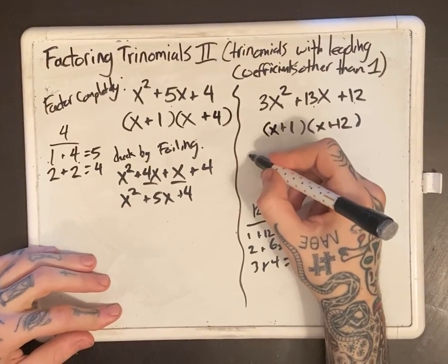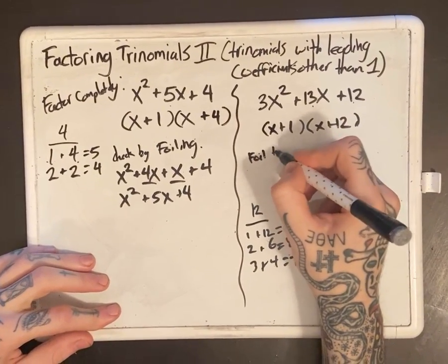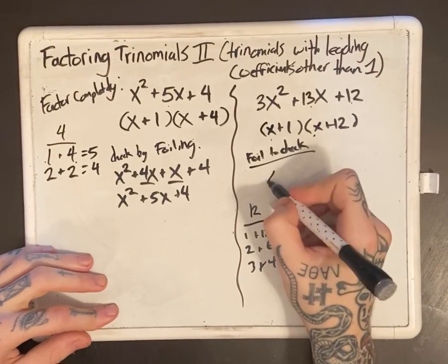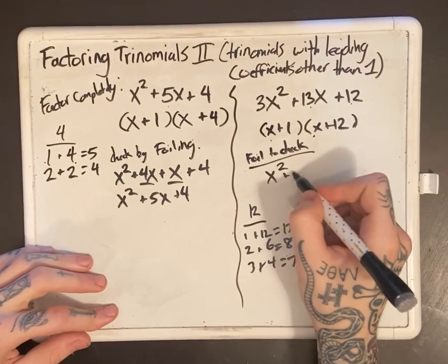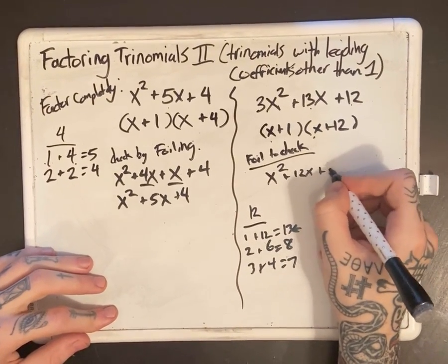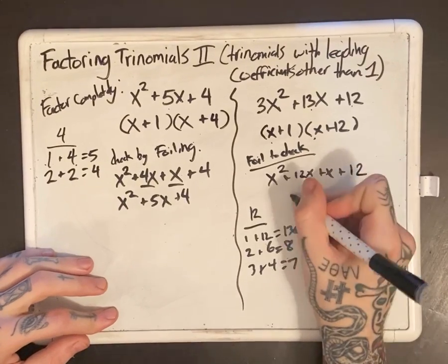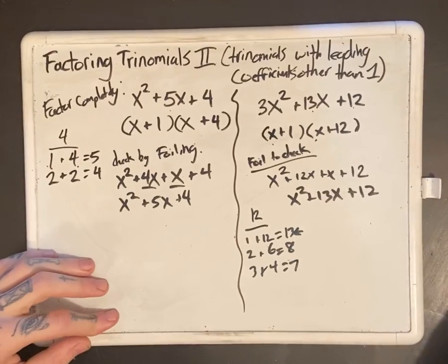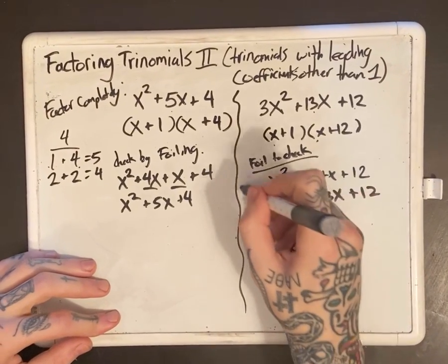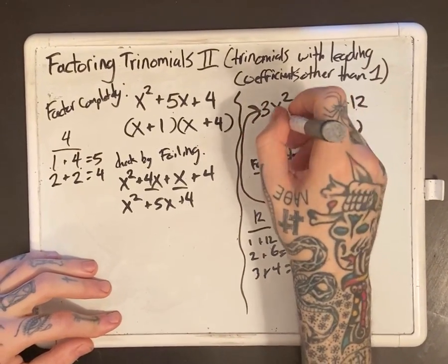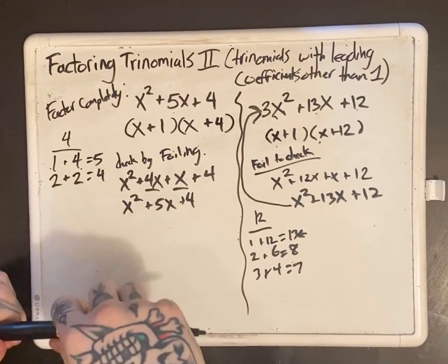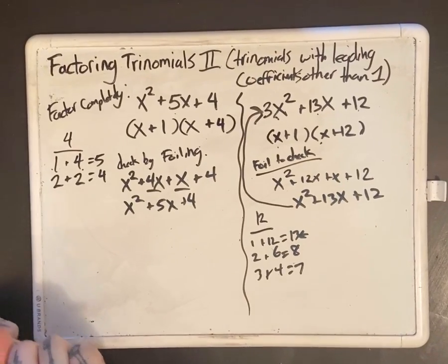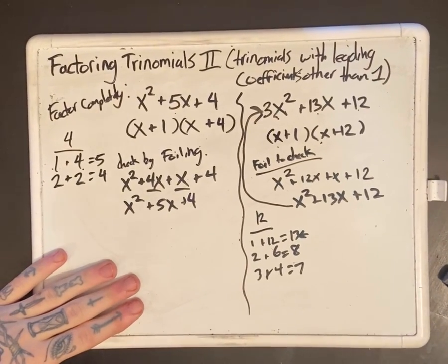So now let's FOIL to check. x times x is x squared. X times 12 is 12x. 1 times x is x. 1 times 12 is 12. So we're going to get x squared plus 13x plus 12. But that is not equal to what we started with, because we had a 3x squared here. So we did it incorrectly.